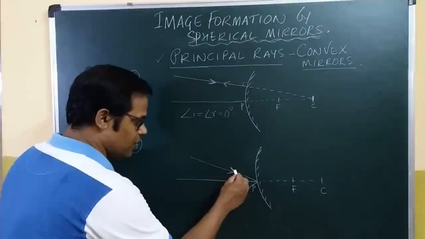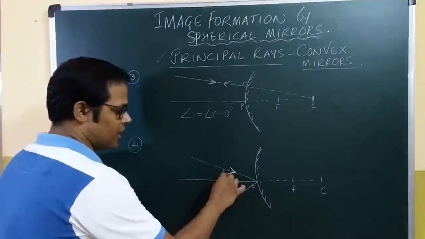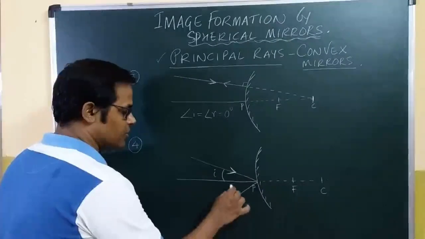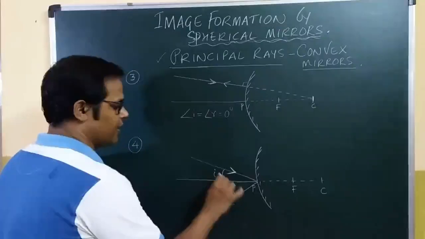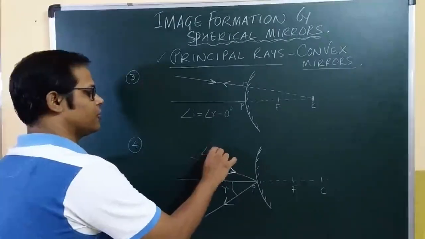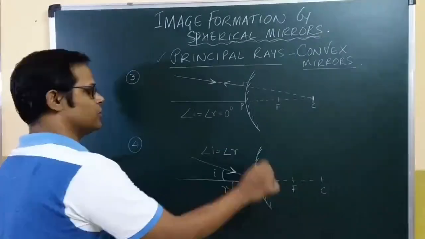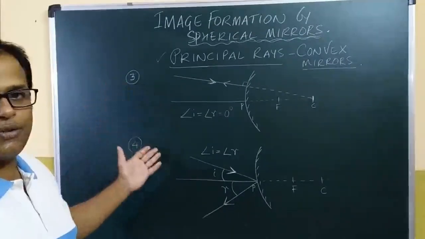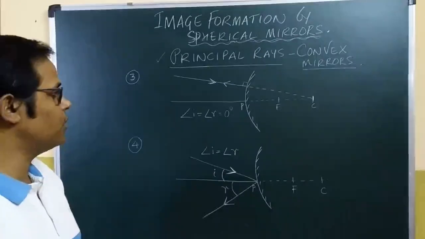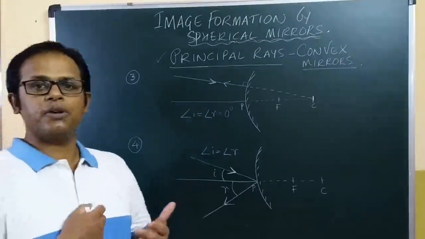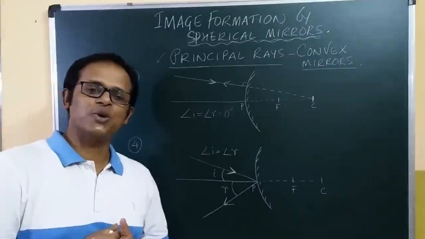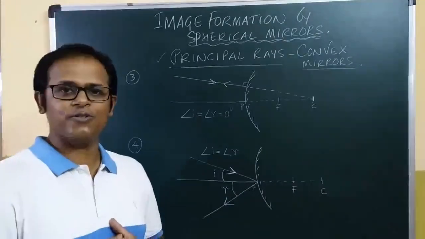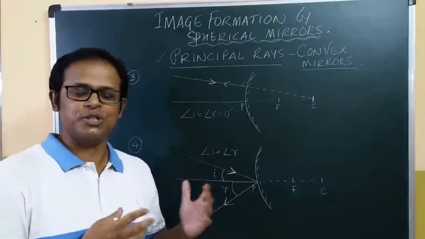So this ray is your incident ray, so this angle will be your angle of incidence, and this is your reflected ray, so this angle will be your angle of reflection. So by the laws of reflection, both the angles should measure exactly the same. Okay? So these two, the third and the fourth, and the first and the second, what we did just now, comprises the four principal rays valid for convex mirrors. Hope you're able to understand all the intricacies of geometrical optics, that is principal rays and ray diagrams.